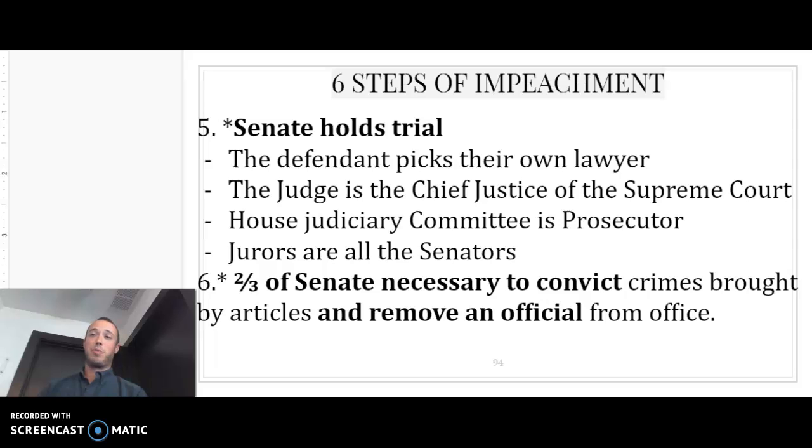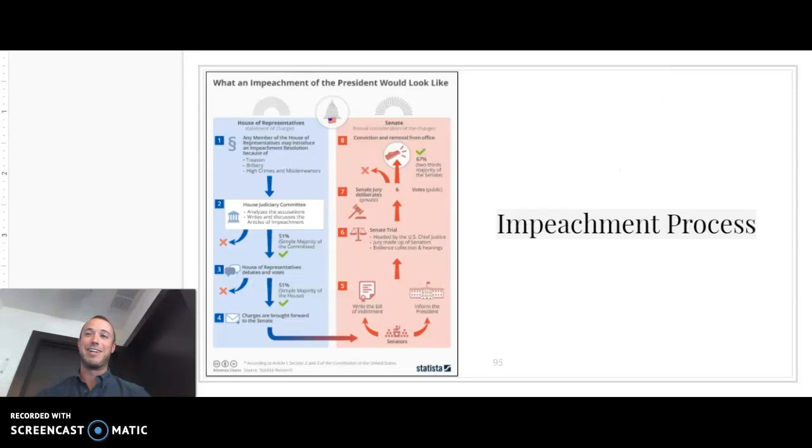The Chief Justice of the Supreme Court is going to come down and preside over the trial. The House Judiciary Committee, who gathered all the evidence, obviously is going to be the prosecutor in the situation. You're not going to get a prosecution of, like, someone with a minority party having too much power. So this is usually something that's going to balance out. All the jurors, or the senators, you got to have 2/3 to find someone guilty and remove them from office, which has happened approximately 0 times in American history.